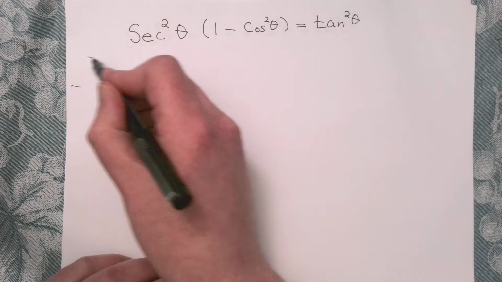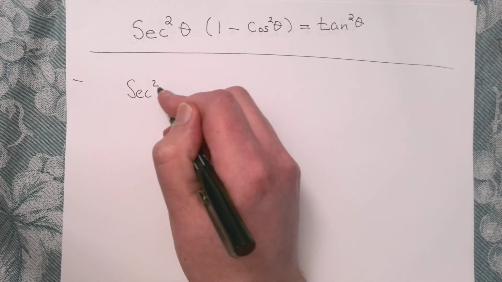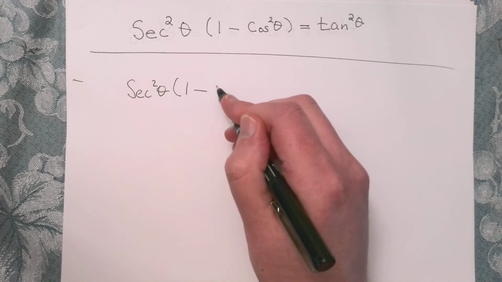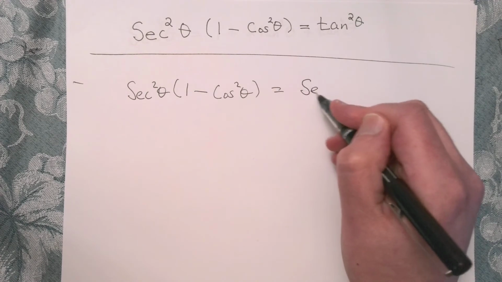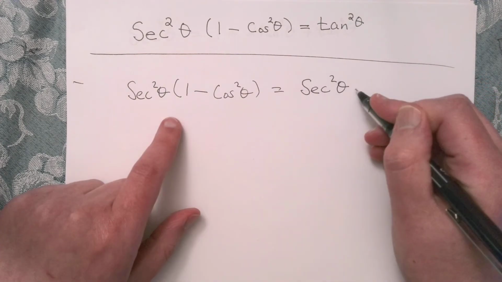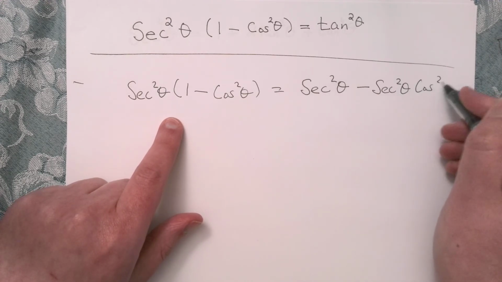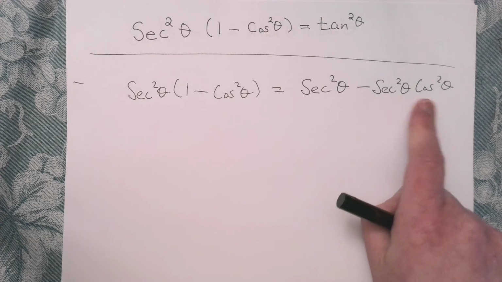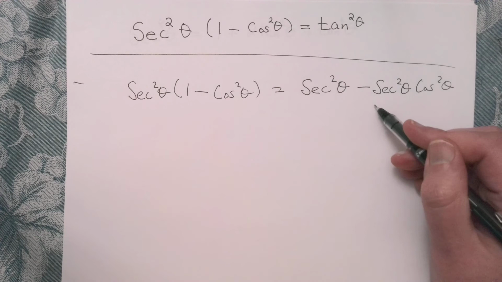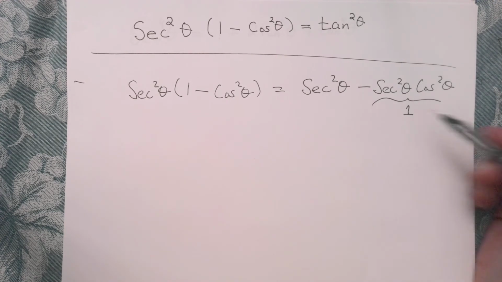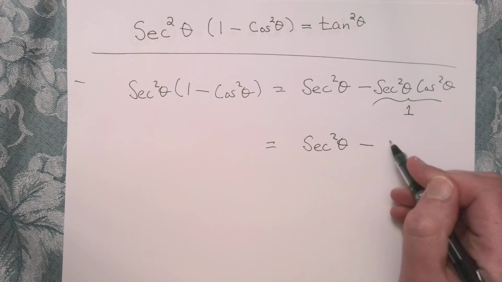Okay, so yeah, let's work with the left side, see what happens here. So here I've got secant squared of theta times 1 minus cosine squared of theta. Let's distribute. Secant squared of theta minus secant squared of theta times cosine squared of theta. Well, I think we should realize something, right? Because secant and cosine are reciprocals of each other. And when you multiply reciprocals, you get 1. So this is equal to secant squared of theta minus 1.